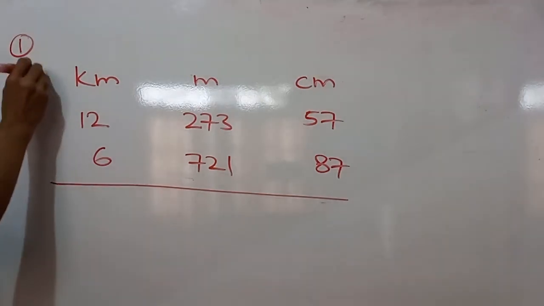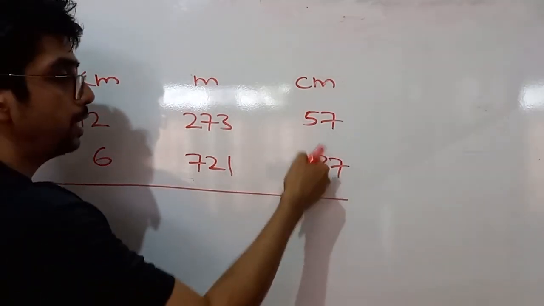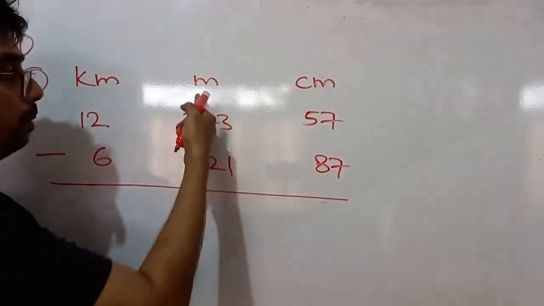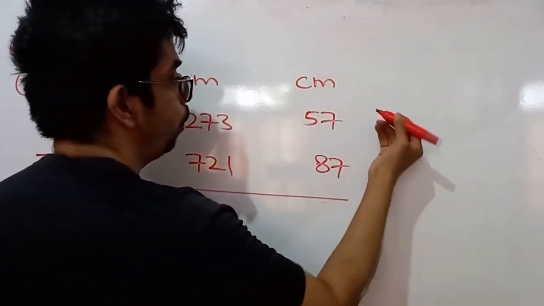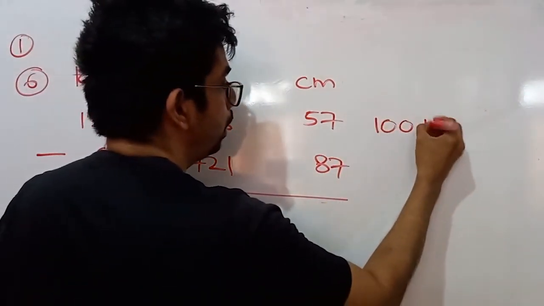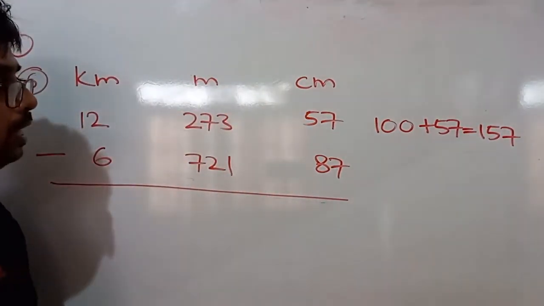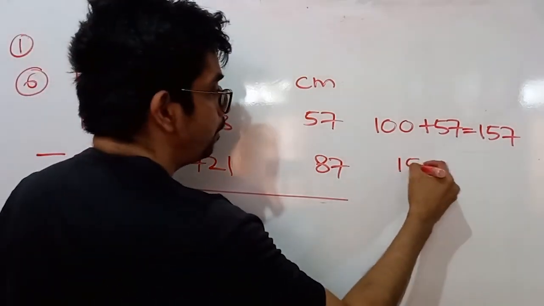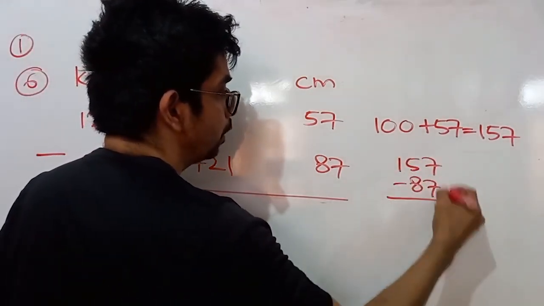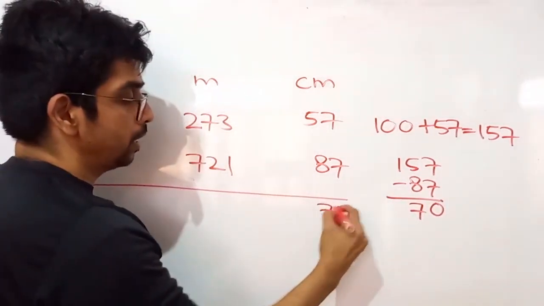Okay, so this will be the 6th part. Write down the question and calculate the answer. Right, so here we cannot subtract 87 from 57, so we have to borrow a 1 from the meter side. Right? So how many centimeters are there after we borrow a 1? 100 plus 57, so that will be 157. Right? From 157, we can subtract 87. 7 minus 7, that's a 0. 5 minus 8, we can't do. 15 minus 8, we know that's a 7.